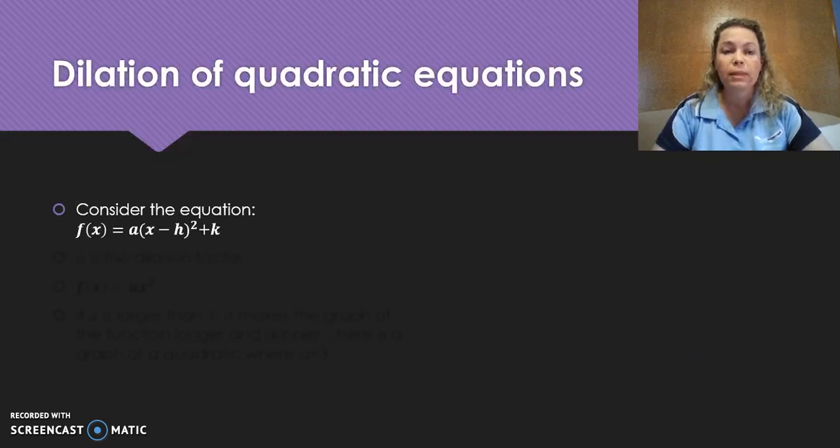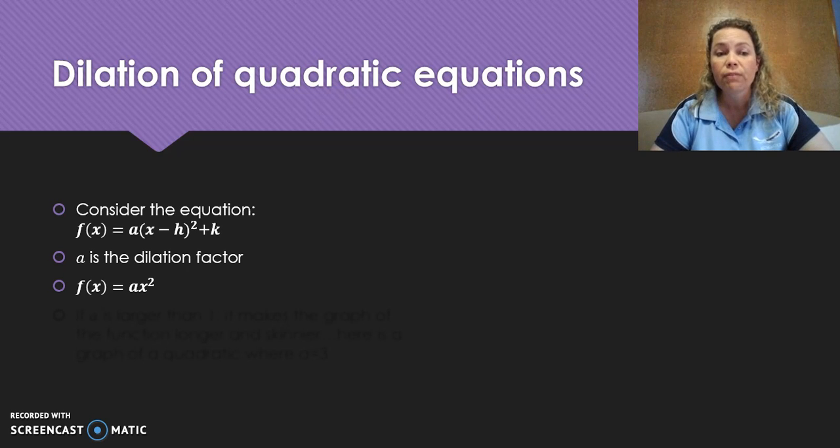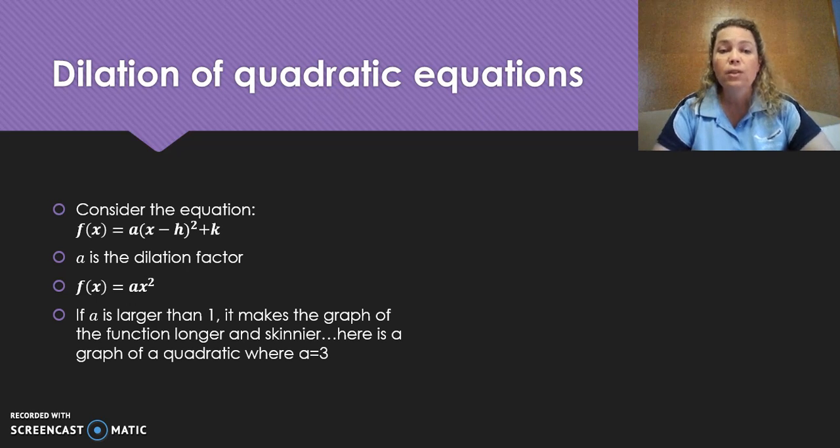Okay, so remember, this is our basic equation for transforming quadratics. Now, of these, a is the dilation factor. So it's the one that's going to affect how skinny or how fat the graph is. So what we can do straight away is set h and k to 0, so we only have to worry about the dilation factor. Now, if a is larger than 1, the graph will become longer and skinnier.